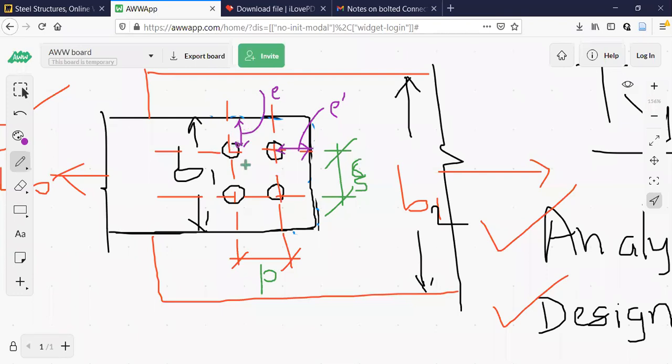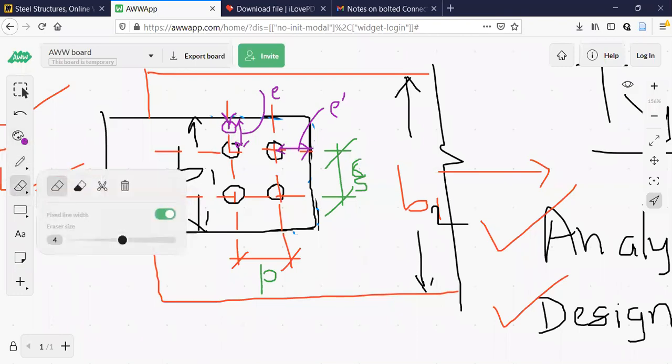Usually the dimensions are almost the same in both cases, and there are some minimum conditions. The edge distance should not be less than some value, and the end distance should not be less than a specified value, because tearing of the plate may take place if it is very close. If you provide a bolt hole very close here, within no time tearing of the plate takes place. That is why there are stipulations that you are not supposed to provide bolt holes in that particular area.